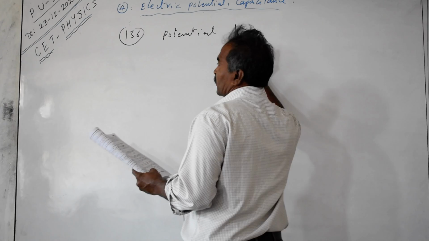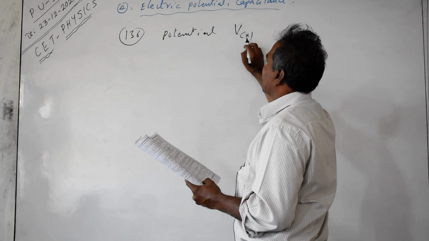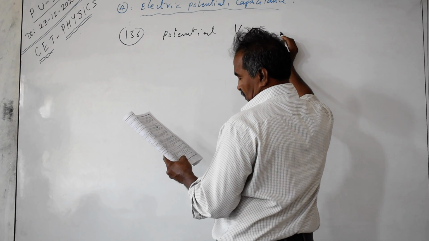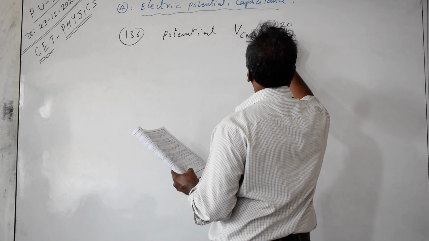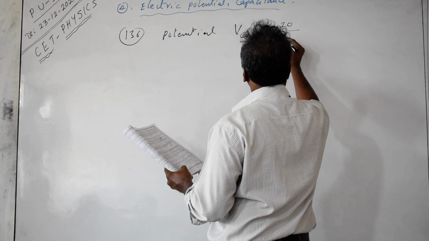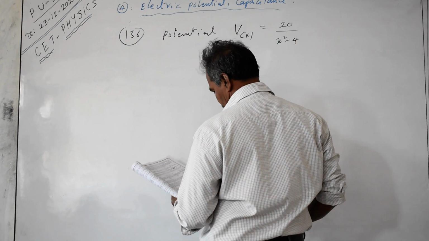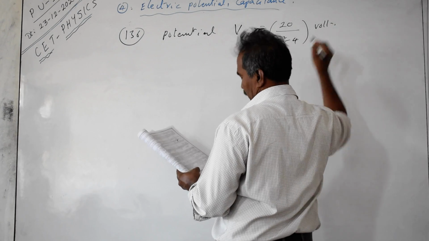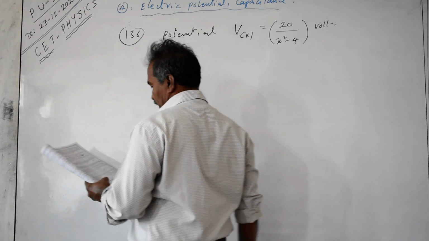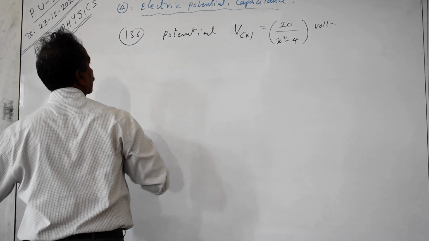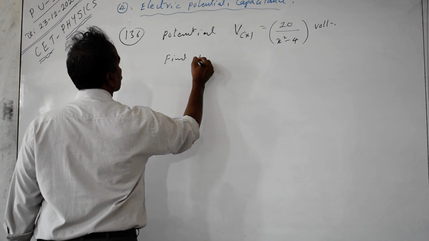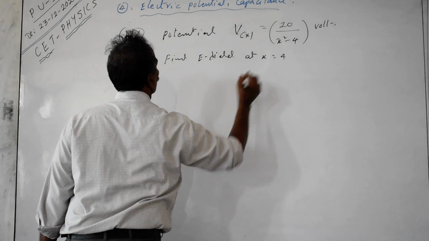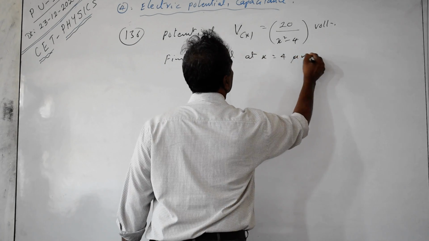If they mention it, it is not V into x, it is a function of x, meaning the potential depends on the distance. As the distance changes, the potential is changing. It is called a function of x, equal to 20 by x square minus 4 volts. Find the electric field at x equal to 4 micrometers, or 4 units.